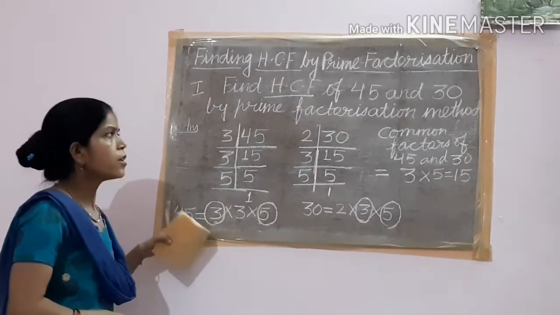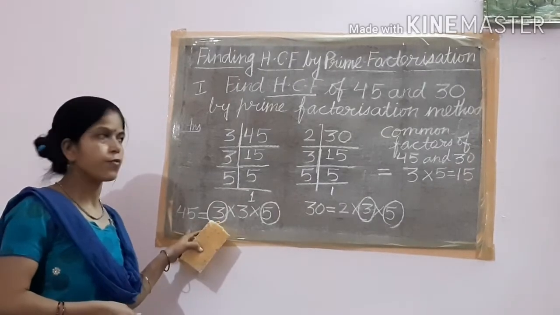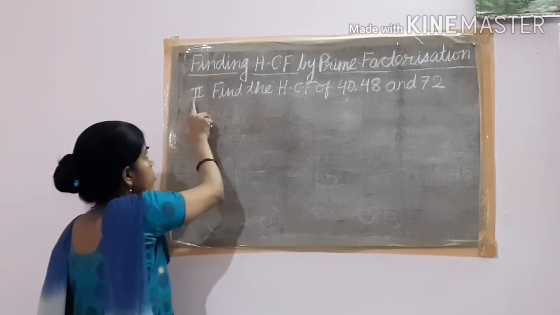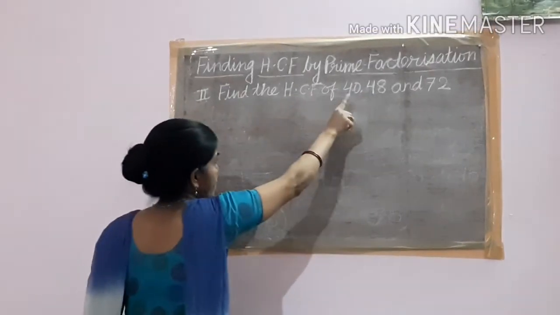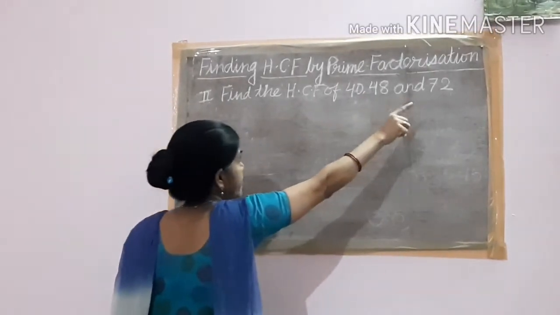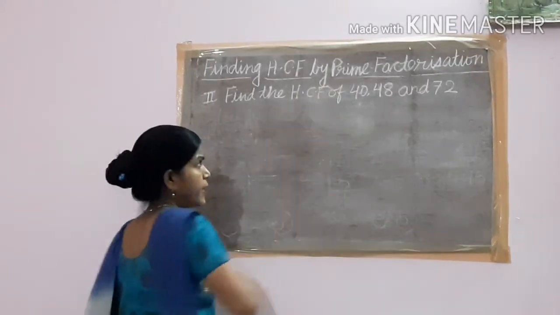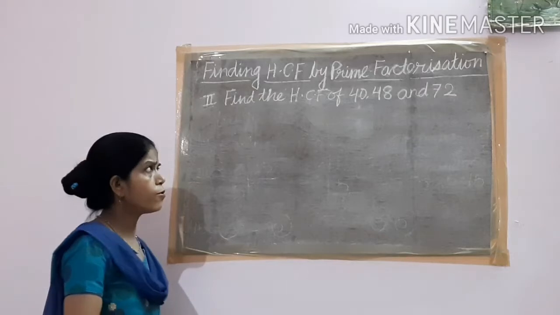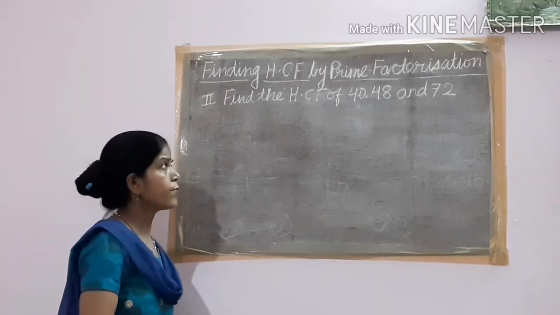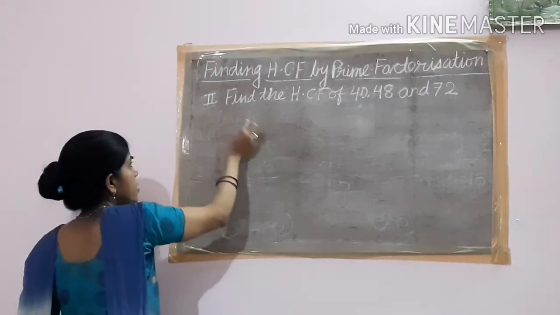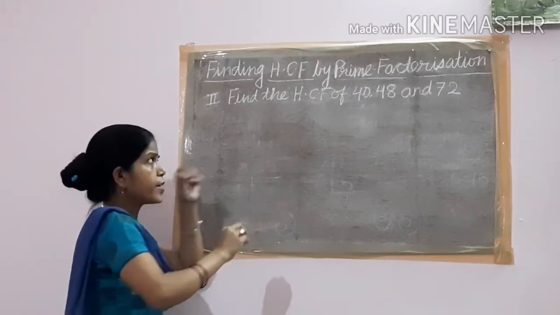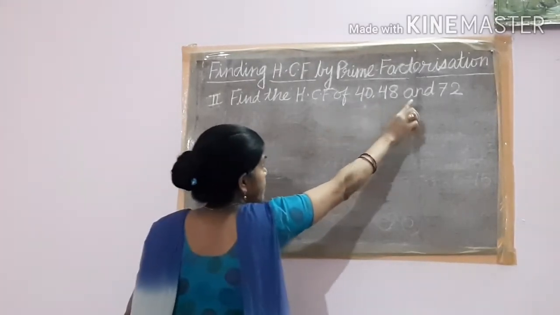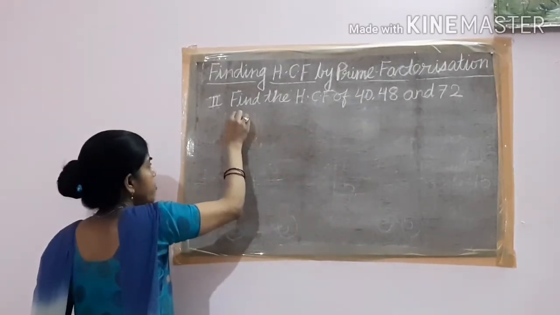So children, now I will solve one more for you. I have written the second question for you. Find the HCF of 40, 48 and 72, but you have to use the prime factorization method because I am teaching in this video how to find HCF by the prime factorization method. So what do we have to do? We have to find the prime factors of each of these numbers by prime factorization. Like the first one, 40.